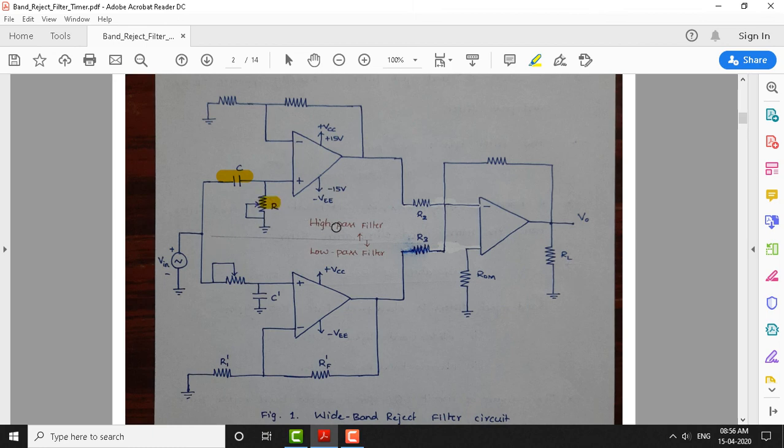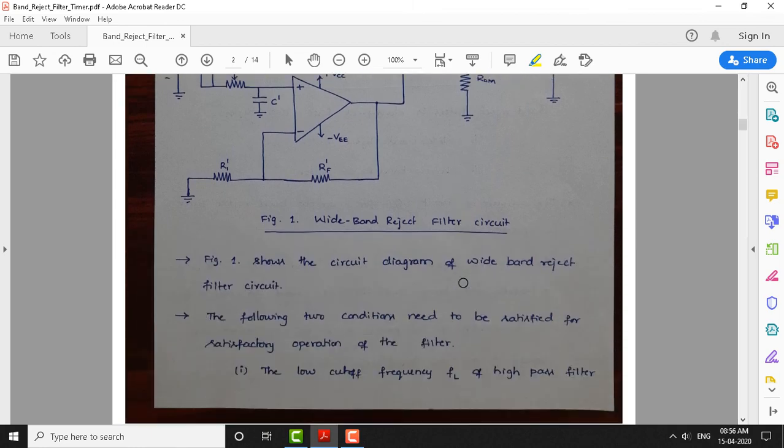For both the high pass filter and the low pass filter, there is a common input signal, which is the signal that needs to be filtered. The gain determining components for the low pass filter are RF dash and R1 dash, whereas the gain determining components for the high pass filter are RF and R1. The outputs from the low pass filter and high pass filter are summed up using a summing amplifier, and we have an optional load resistance in the circuit diagram. Now let us go through the points with reference to this wide band reject filter.